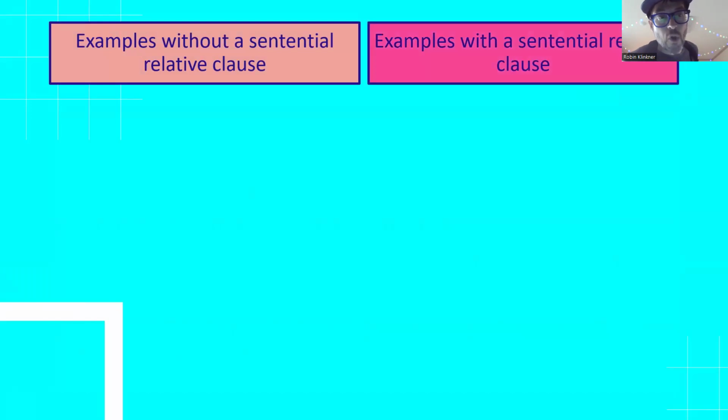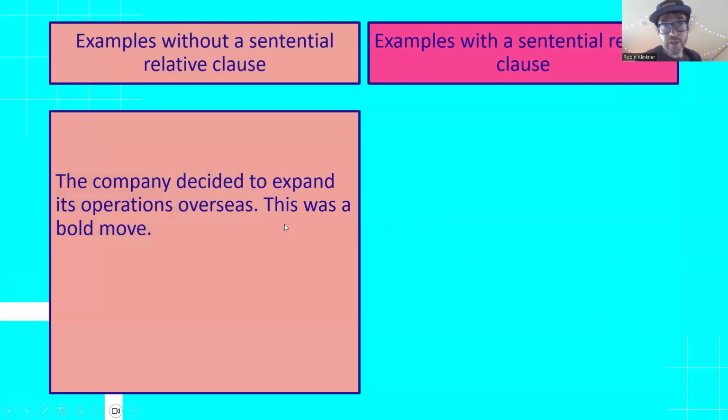Okay, so let's take a look at a couple examples. This is in the handout. Here's an example. As you can see, there's no sentential relative clause in this part because these are two sentences. The company decided to expand its operations overseas. This was a bold move.